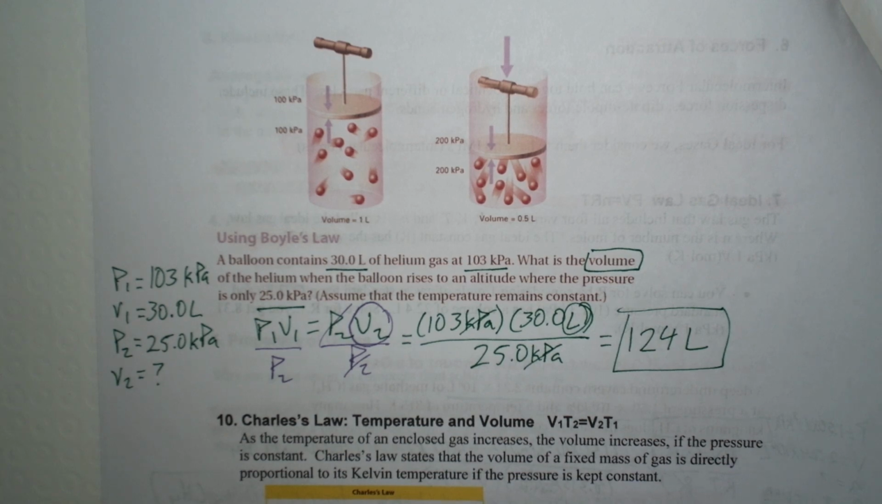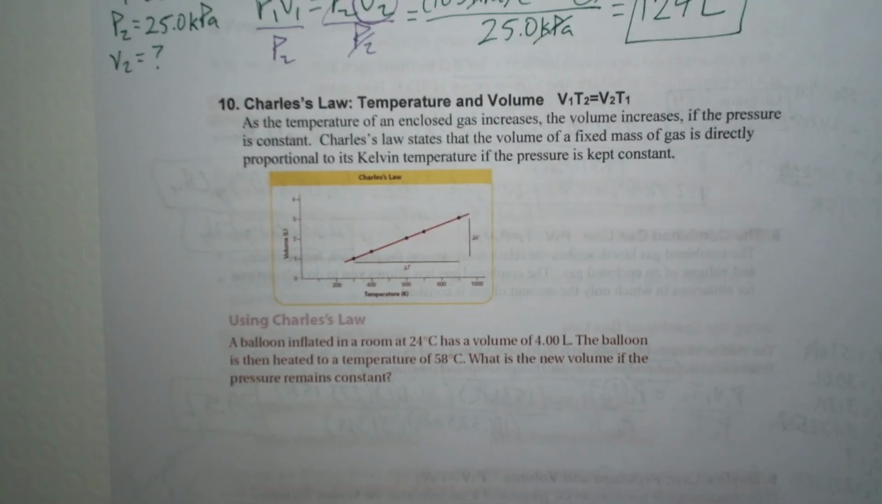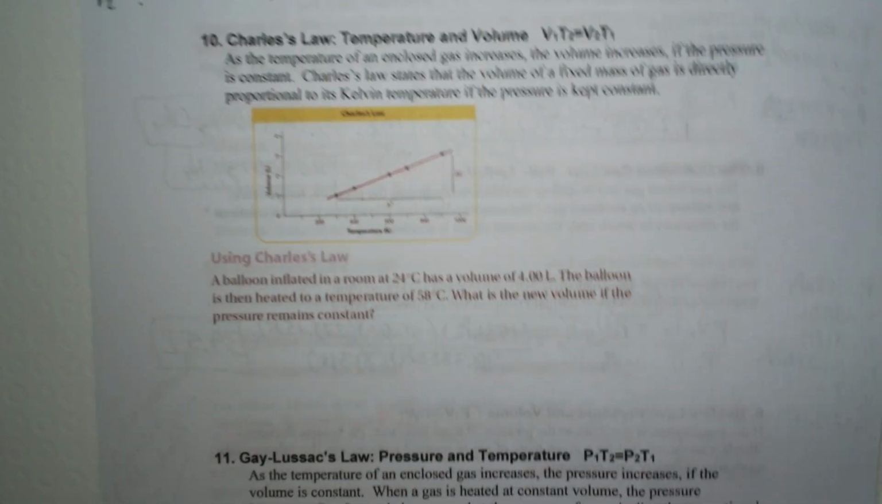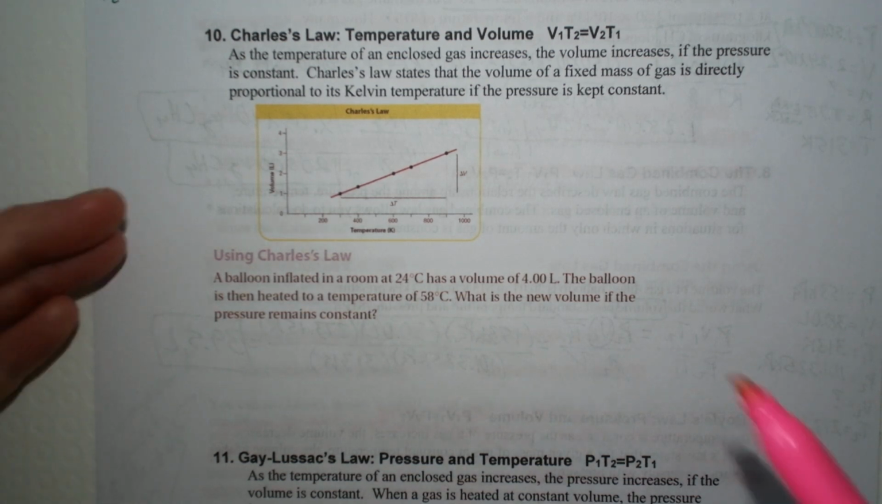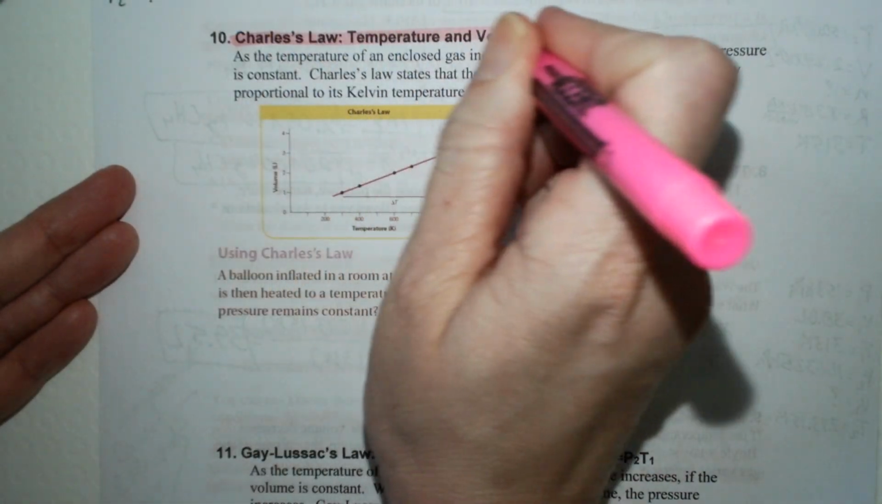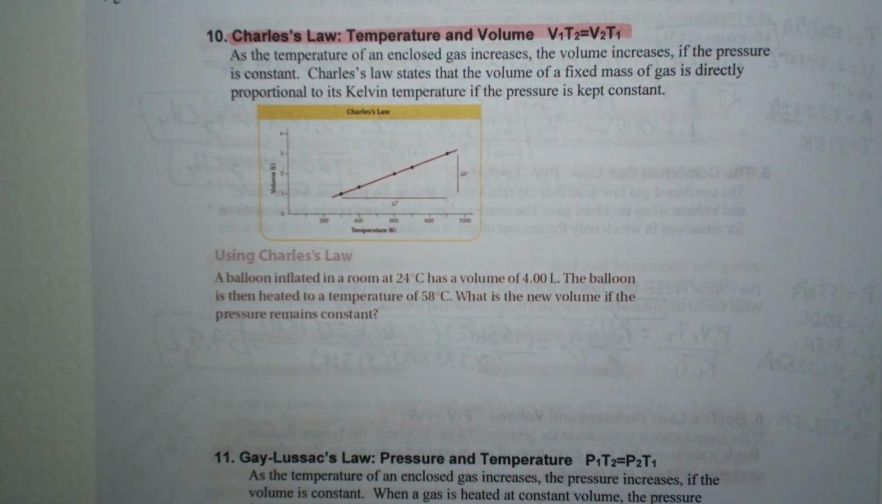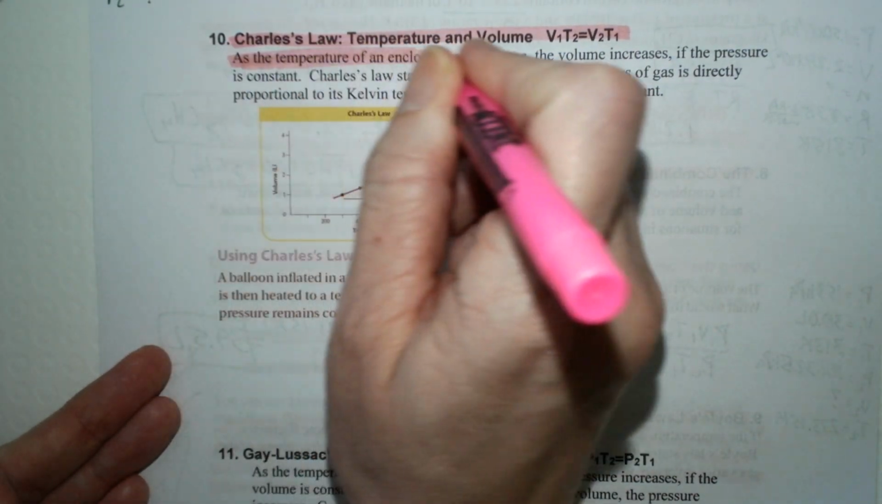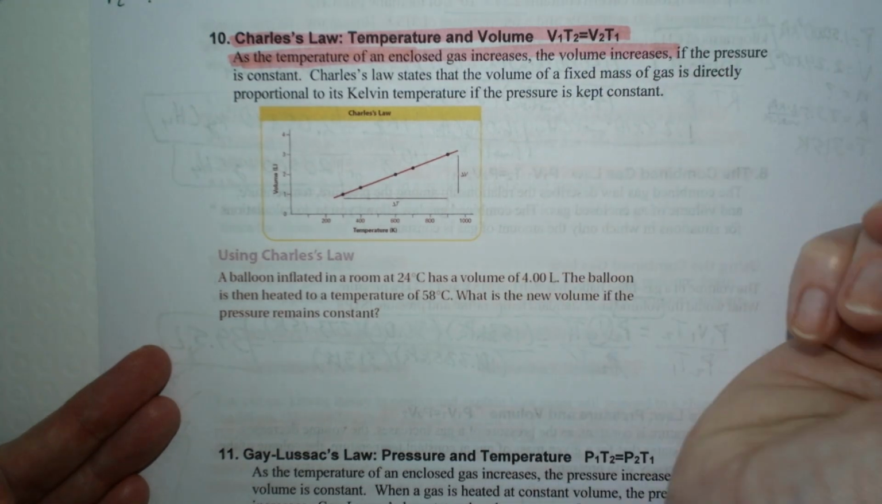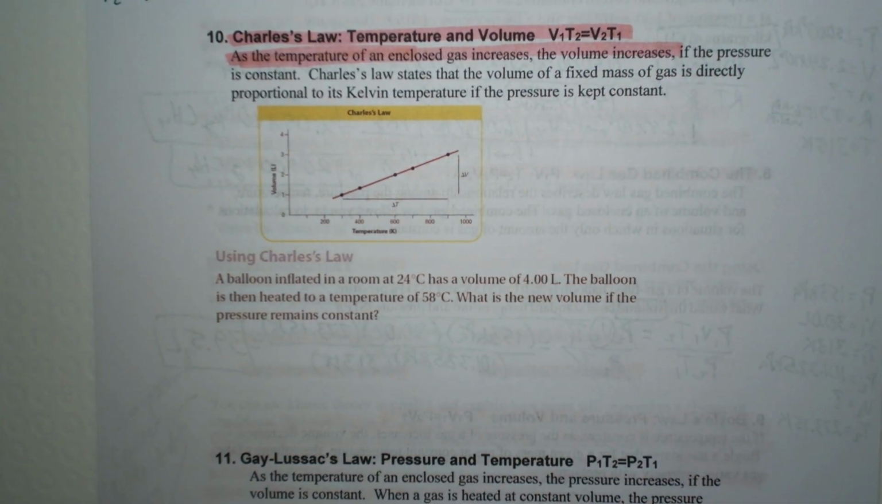Okay, moving on, Charles' Law. Okay, so Charles was a hot air balloonist, and what he figured out was that as you increase the temperature, the air inside the balloon expands. So what Charles' law is actually saying is as temperature increases, the volume increases as well. So as the temperature of an enclosed gas increases, the volume increases. Okay, and the pressure is held constant for this one. That's why there's no pressure in the equation.